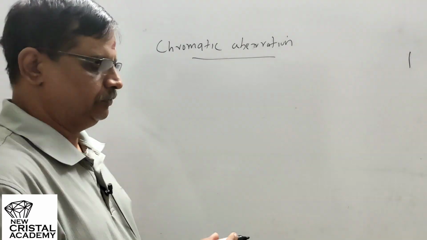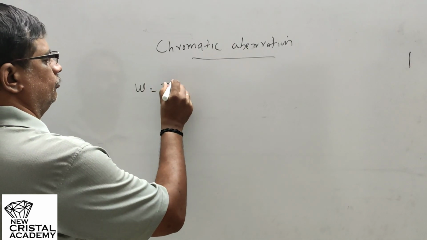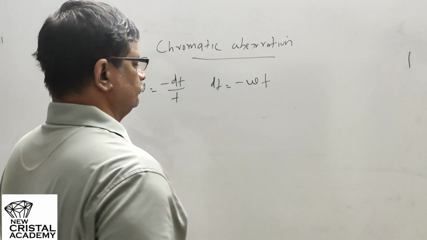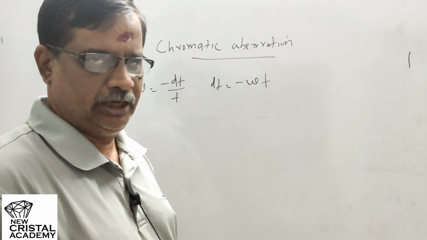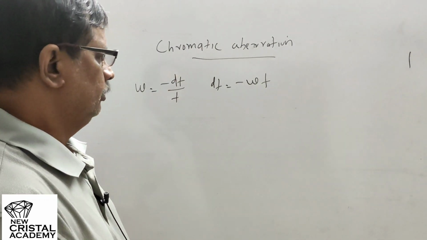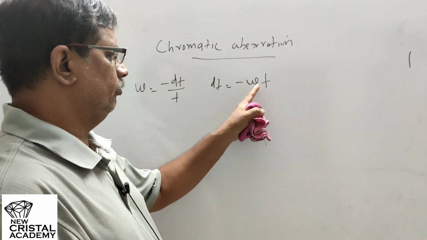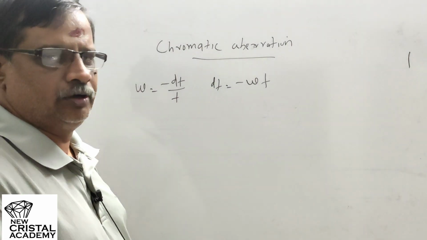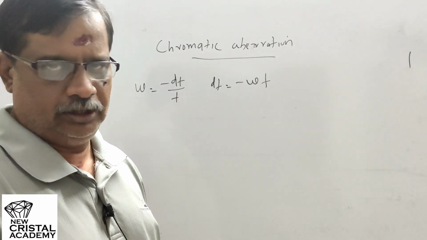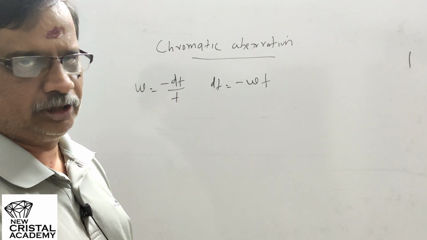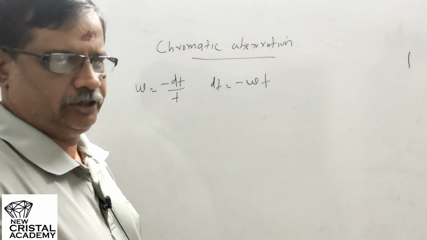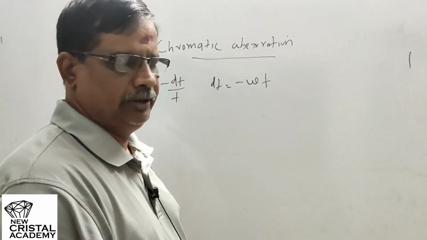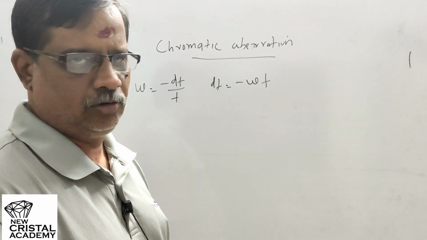Now we have seen that the dispersive power of the material of the lens is omega equal to minus df by f, and df equals minus omega f. So df is a measure of the longitudinal chromatic aberration, as I have said earlier. Now for a single lens, you know that neither omega nor f can be 0. So you cannot have a single lens that is free from chromatic aberration. Whether it is a convex lens or a concave lens, you cannot have it free from the defect of chromatic aberration. So how can we have a lens or a combination of lenses that is free from chromatic aberration?